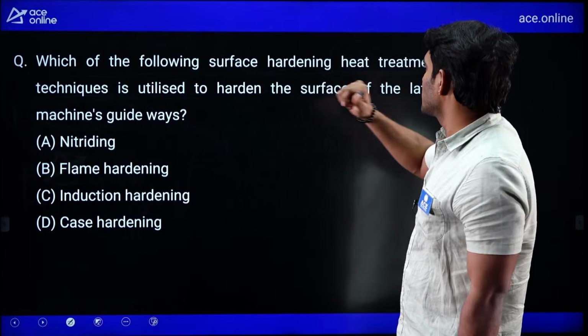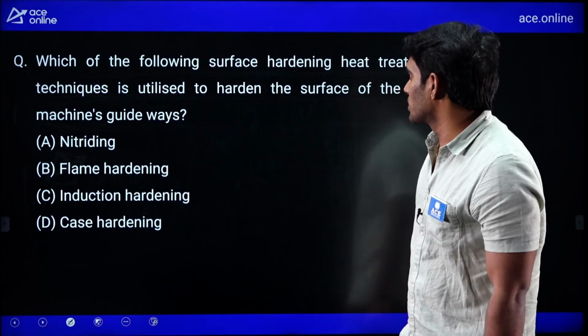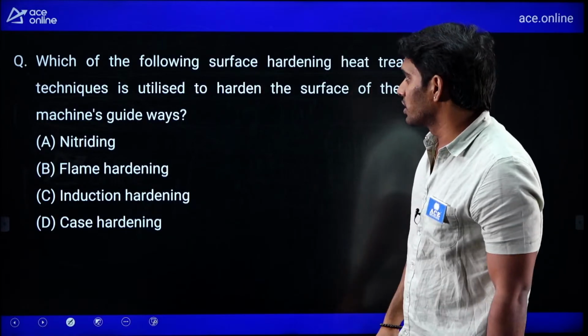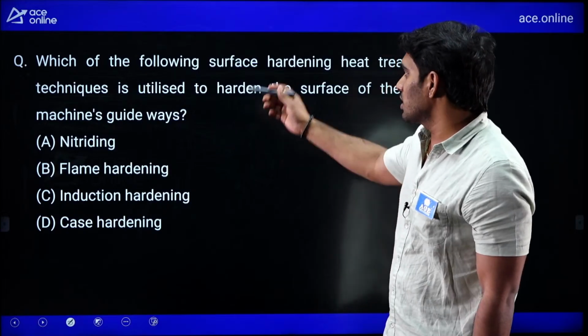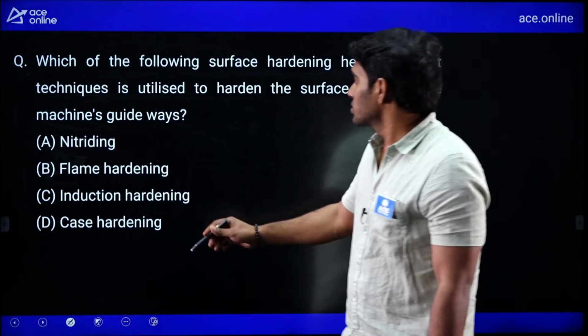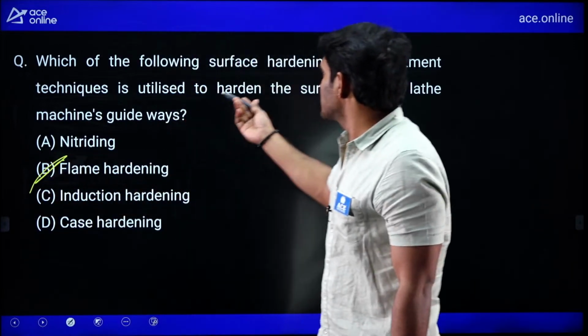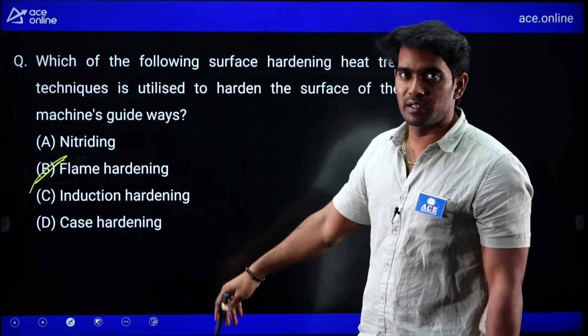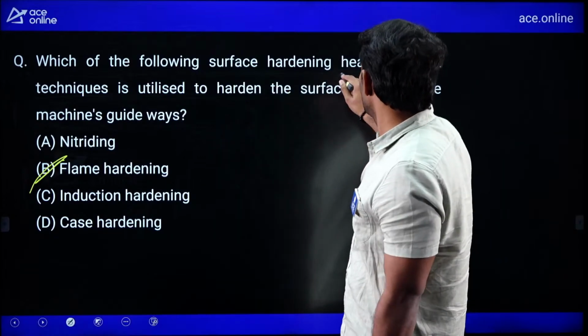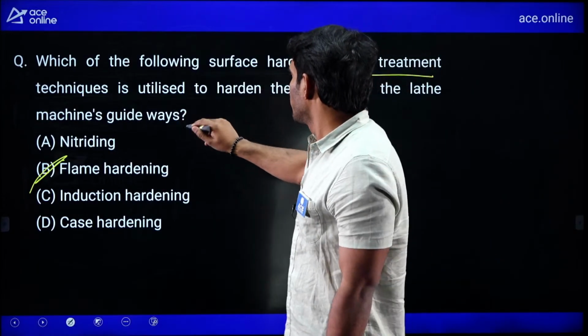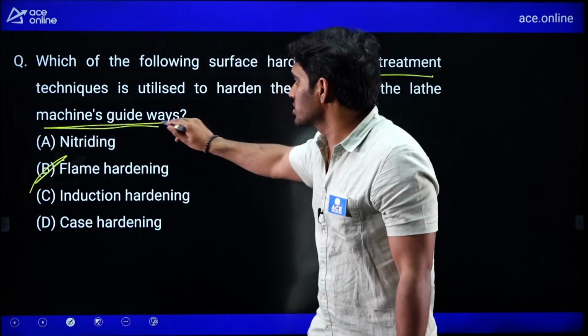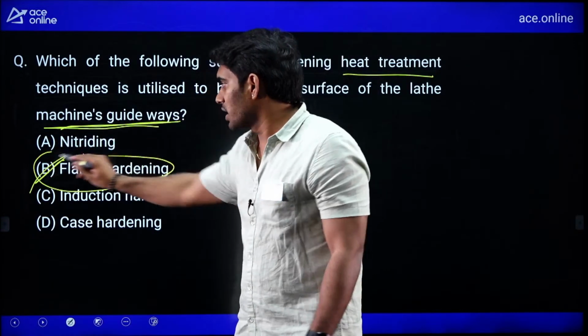So which of the following surface hardening heat treatment techniques is utilized to harden the surface of lathe machine guideways? Now here among these four processes, the process that is used for increasing the hardness is flame hardening. Here he has mentioned the heat treatment which is used for machine guideways. So for machine guideways it is flame hardening.